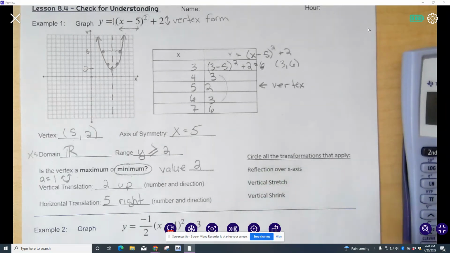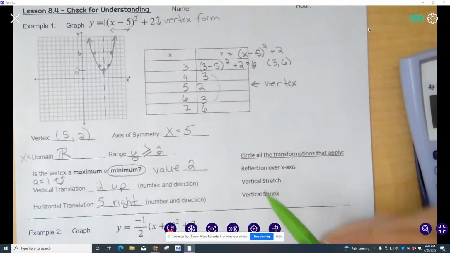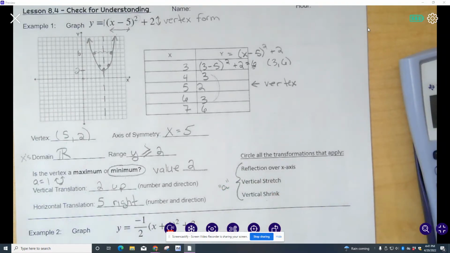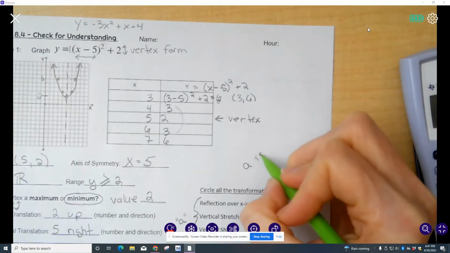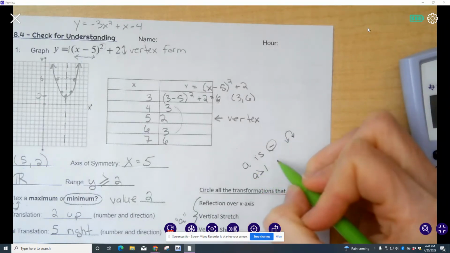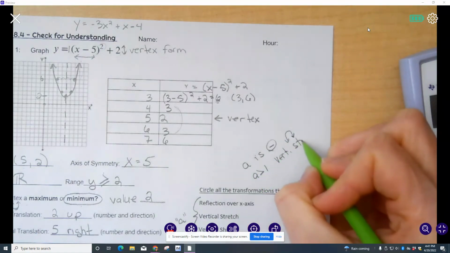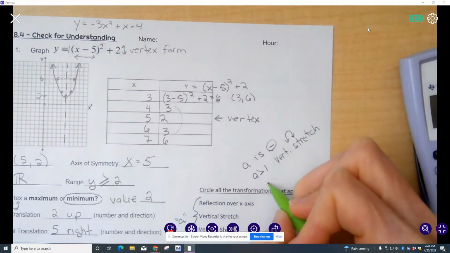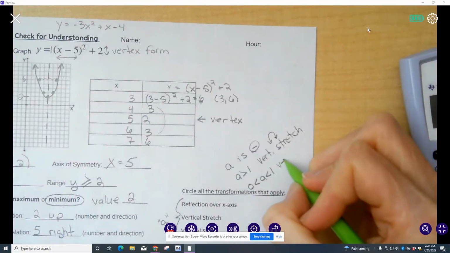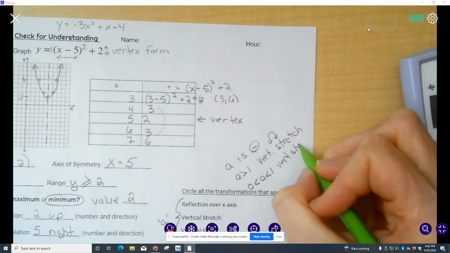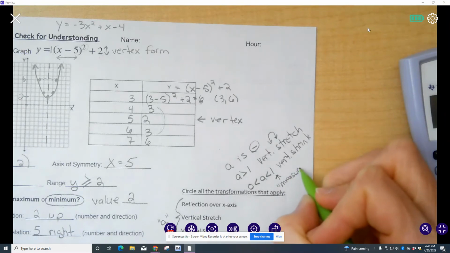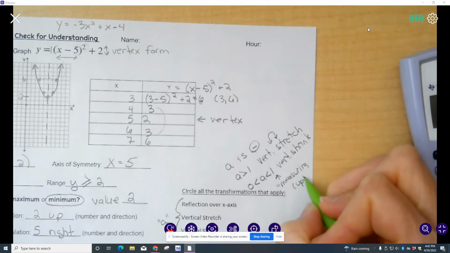Circle these other transformations. Now, all of these transformations come from your A value. Remember, if A is negative, then you have a reflection. If A is greater than 1, then you have a vertical stretch. This is in your notes. If A is between 0 and 1, then you have a vertical shrink. And those are what we called, remember, numbers on the measuring cup. Measuring cup, trying to squeeze that in.